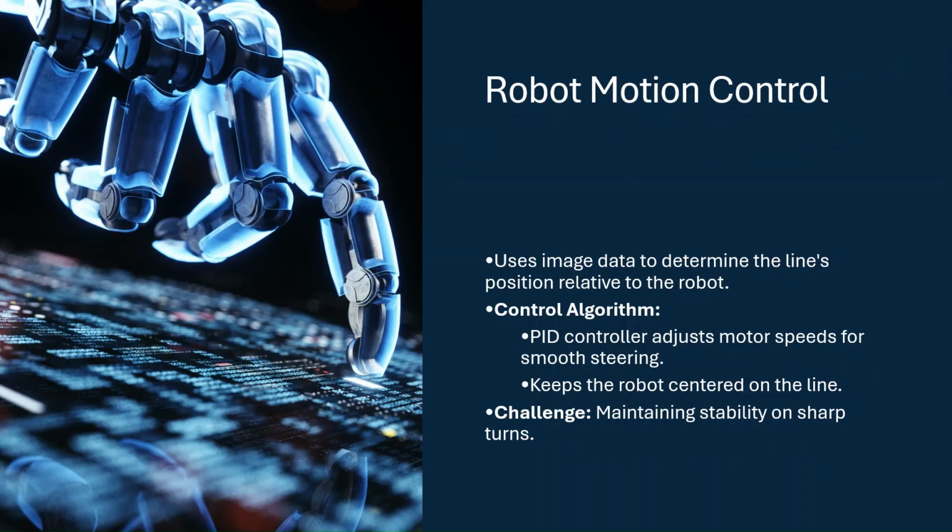Okay, robot motion control. We're going to use image data to determine the line's position relative to the robot. We're going to use a PID controller built into OP3 already that adjusts the motor speeds for smooth steering and keeps the robot centered on that line. The major challenge of this would be maintaining stability on sharp turns. You're going to program into OP3 a little algorithm that will keep him on the line, and if he's not on the line, he has to try to find the line by turning.